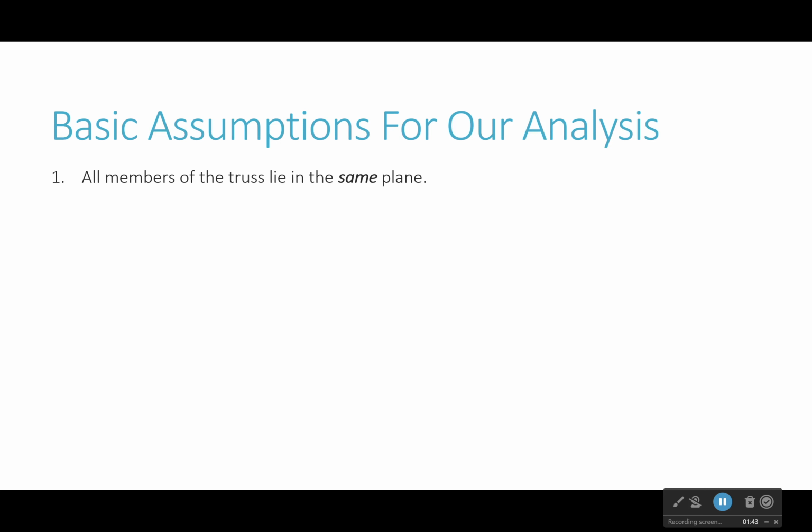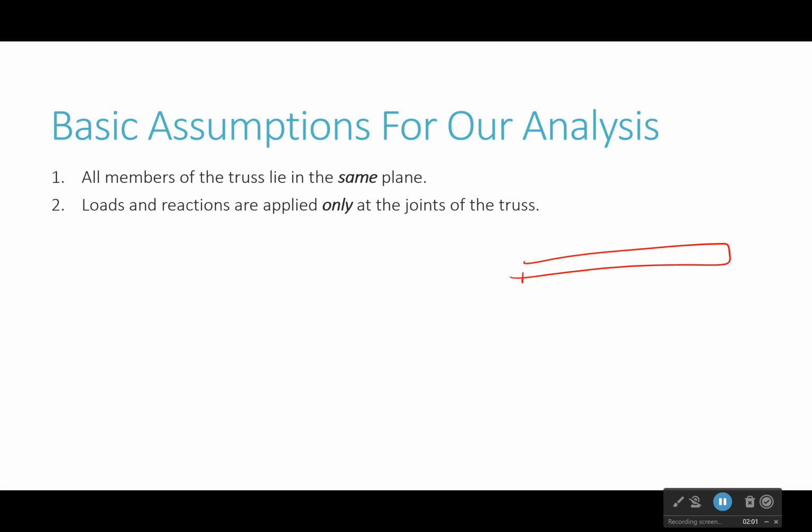Now, what are some assumptions we have to make to be able to solve these problems? Well, first off, we're saying they're all on the same plane. Now, in real life, there's going to be some variation, but it's close enough that it'll still have good accuracy. We said the loads and reactions are applied only at the joints of the truss. This is the only way we can have two-force members. So we're not going to have any members with a load applied towards the center.